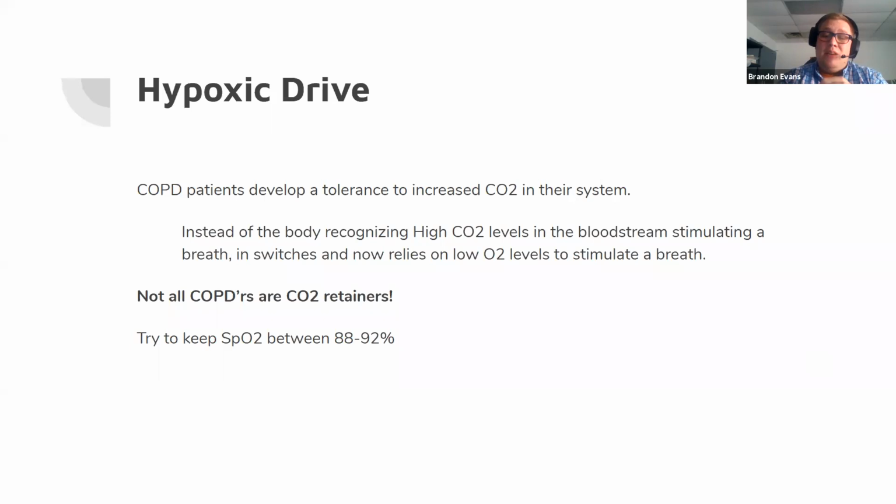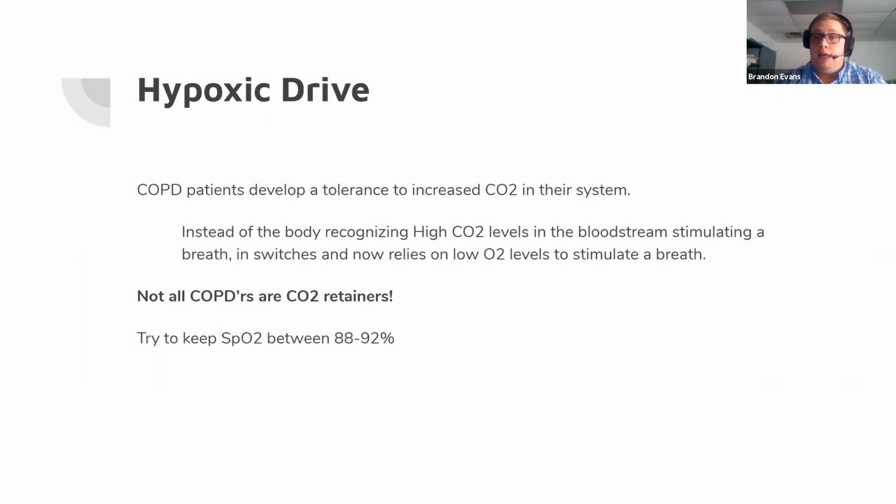So how can we know? Honestly, there's no way to look at somebody and say, hey, you're a CO2 retainer. Could we look at a blood gas? Yes, if we have one available to us, we may be able to see, but just because they have an elevated CO2 doesn't mean that they're going to be operating off of their hypoxic drive. It's just one of those things that we have to be mindful of.